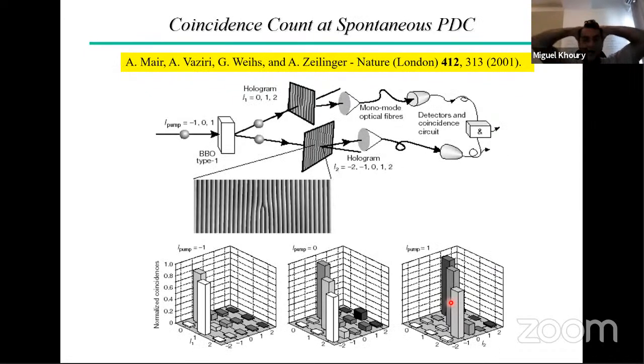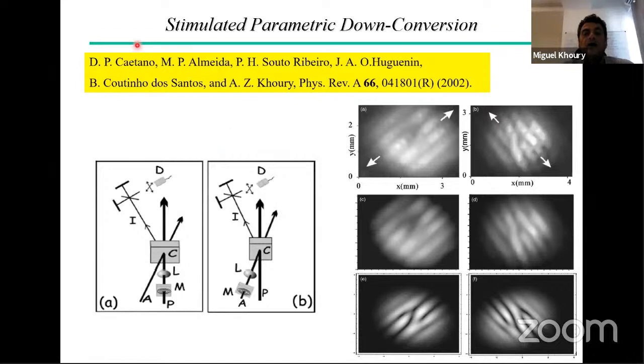This was clarified later in the group of Zeilinger, in which they could make independent OAM analysis between the down-converted photons. And they saw that what happens is that you generate all possible OAM partitions between the signal and idler photons. If you make OAM analysis on each port, then you will see coincidences on the output channels that conserve angular momentum with the incoming beam. Back in 2002, we did work together with Paulo Ribeiro at the Federal University, where we also investigated the OAM conservation in stimulated down conversion. This is an almost 20-year-old work.